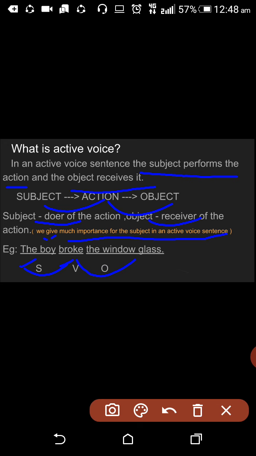So the boy is the subject and the boy is the one focused on in an active voice sentence. We focus on the boy because he is the one doing the action, broke. So we give much importance to the subject more than the other two elements, verb and object.